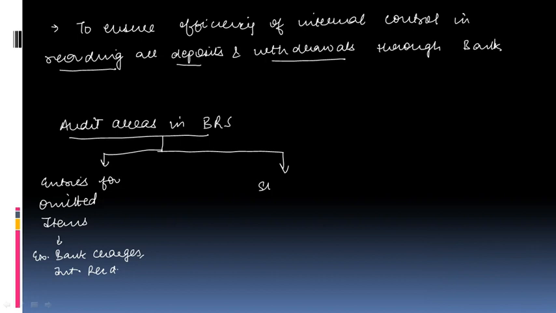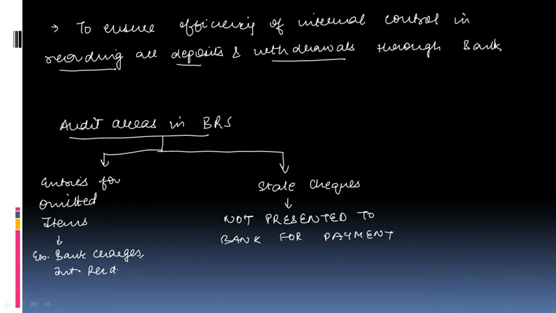The next is stale cheques. What is a stale cheque? There are a lot of long outstanding cheques which may be cancelled, or there are adjustment entries which are required to be passed. Stale cheques are those cheques which are not presented to bank for payment within 6 months.